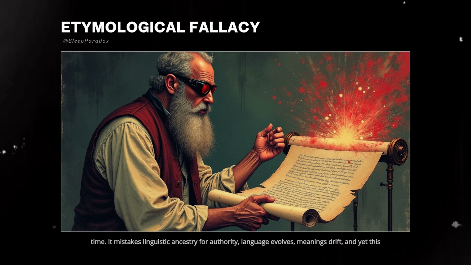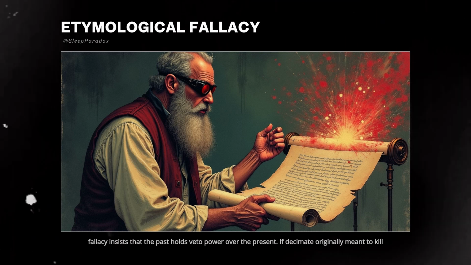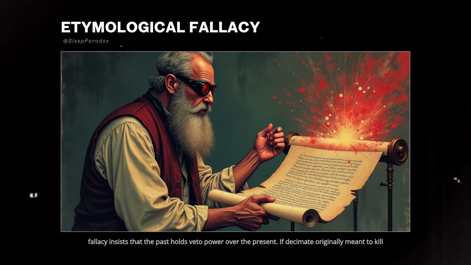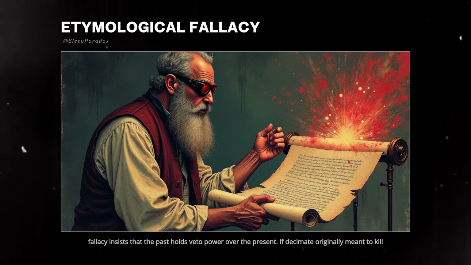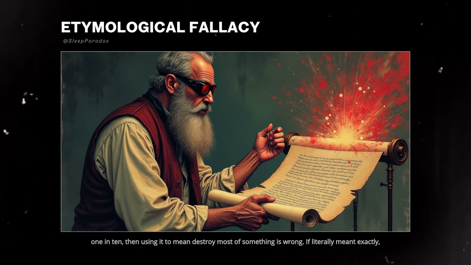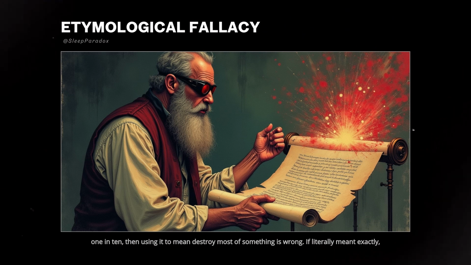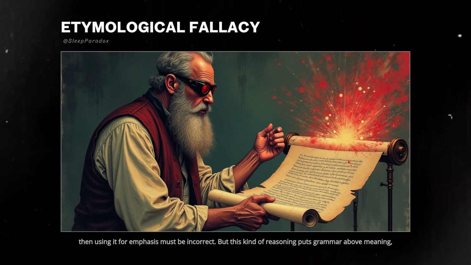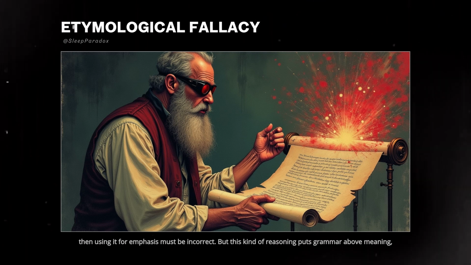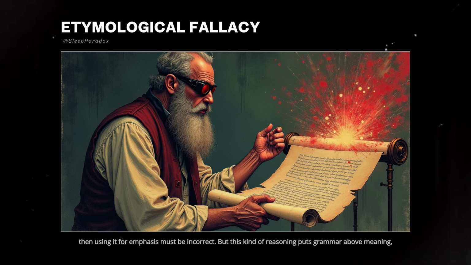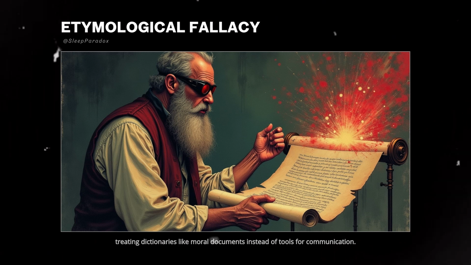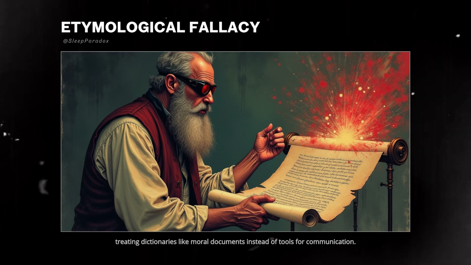Language evolves, meanings drift, and yet this fallacy insists that the past holds veto power over the present. If "decimate" originally meant to kill 1 in 10, then using it to mean destroy most of something is wrong. If "literally" meant exactly, then using it for emphasis must be incorrect. But this kind of reasoning puts grammar above meaning, treating dictionaries like moral documents instead of tools for communication.